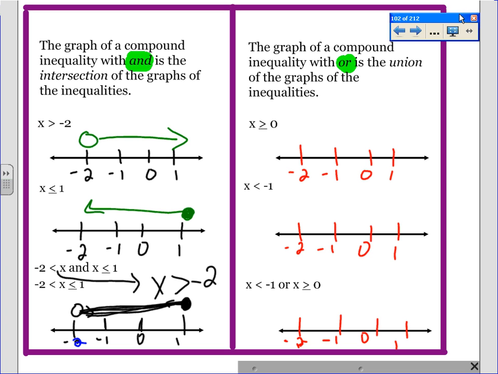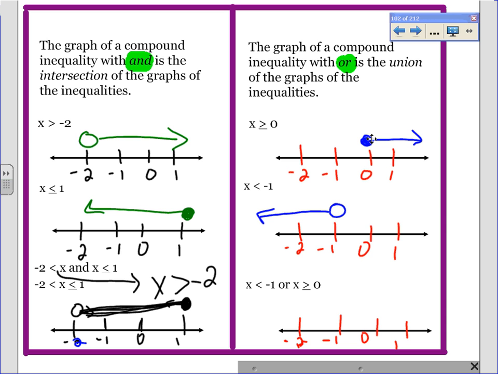Mitch, if x is greater than or equal to 0, what kind of circle should we have above 0? Good, filled in. Greater than or equal to means your arrow goes to the right. Okay, the second one is x is less than -1. Michael, what kind of circle should we have above -1? Good, open circle above -1, arrow goes to the left.